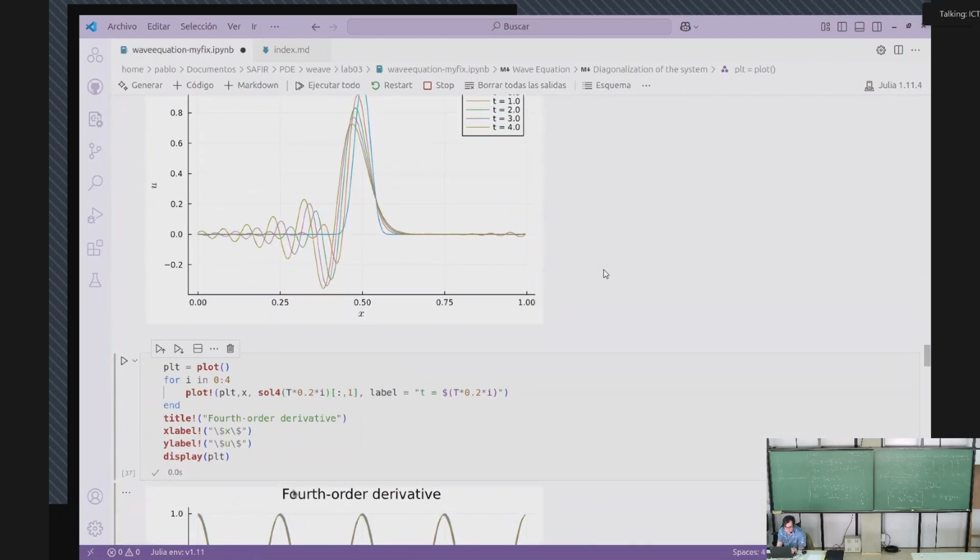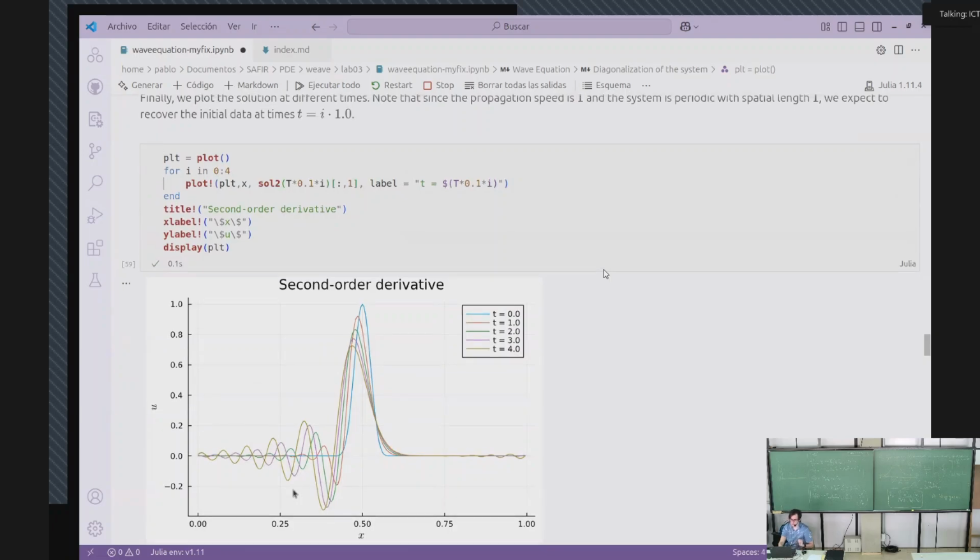And now we want to plot the solution. And this is what we get when we use a second order derivative. This is the solution after t equals 1, 2, 3, and 4.